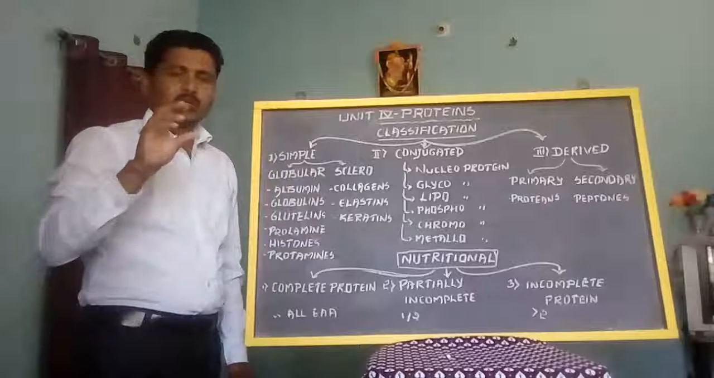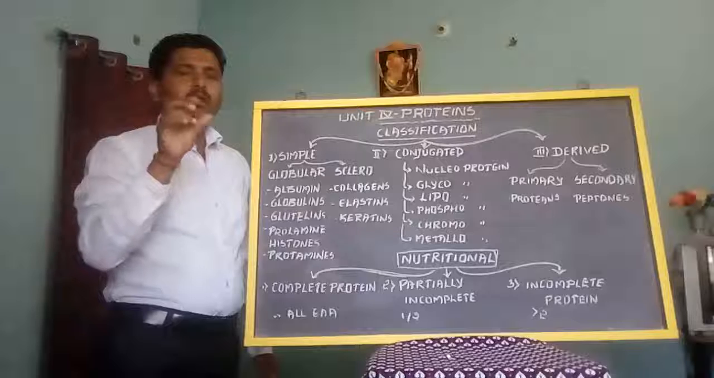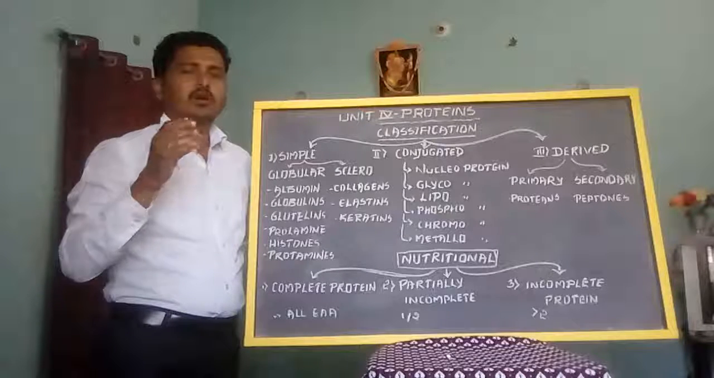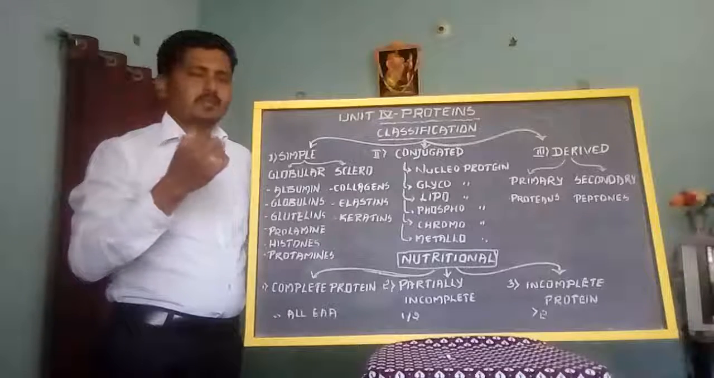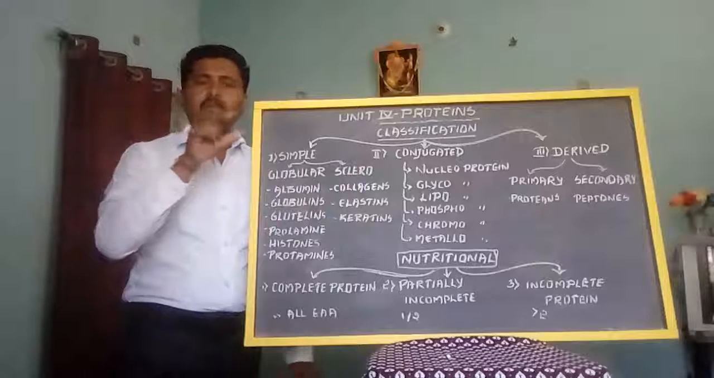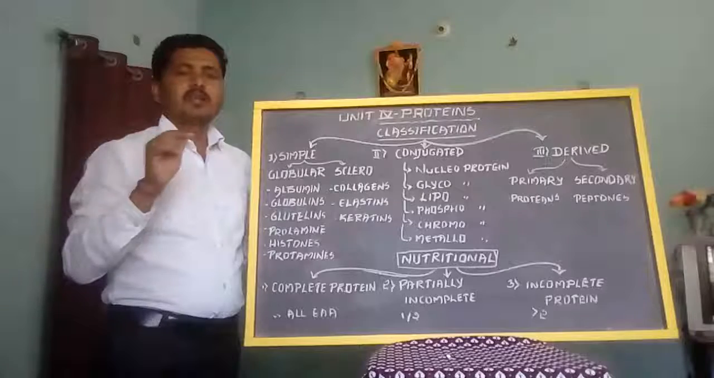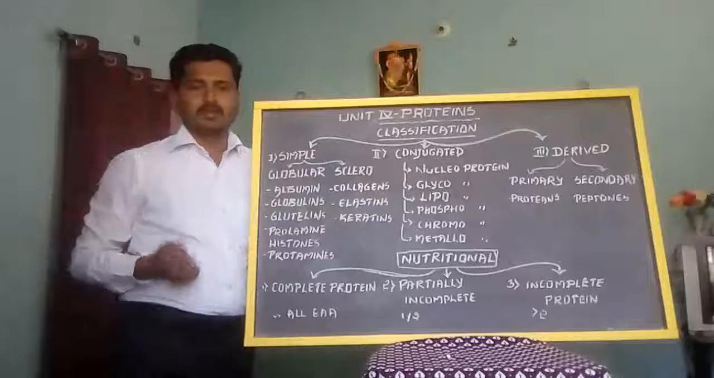Globular protein means those will have the shape of a globe or oval, round in shape or oval in shape. All those proteins will be called globular proteins. Scleroprotein means those will have a filamental, fusiform, thread-like structure. Those will be called scleroproteins.